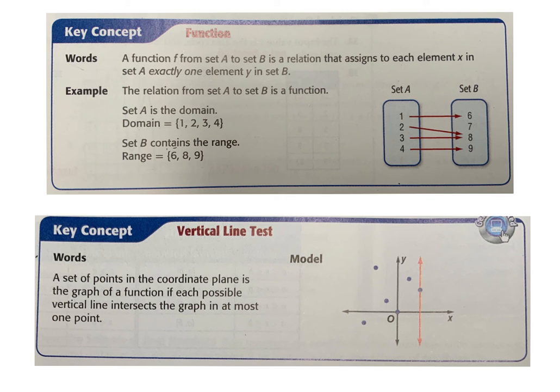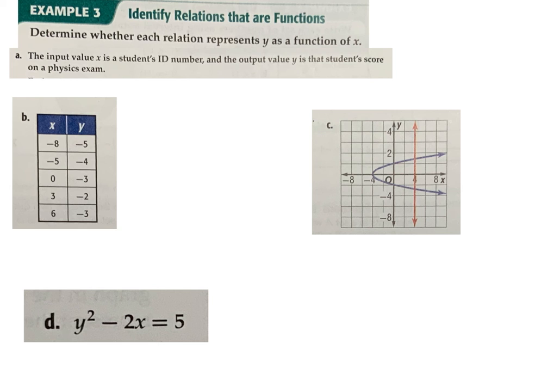All right? So the first thing they want us to do here is tell them, is this a function? So let's look at these. The input value X is a student's ID number. The output value Y is the student's score on a physics exam. Is that a function? Yes. Why is that a function? This first one is a function. The input is the student ID number. The output is the grade.